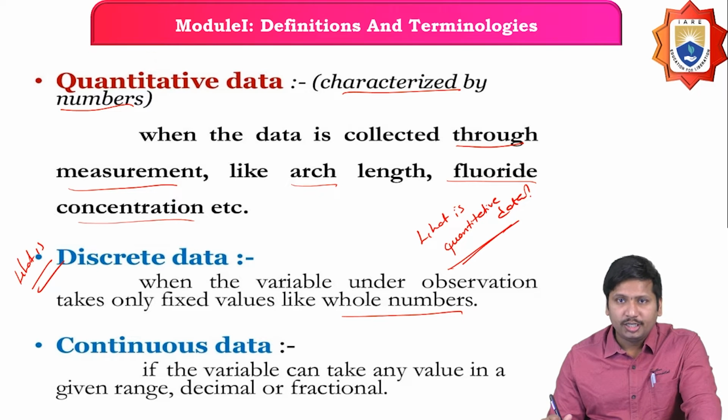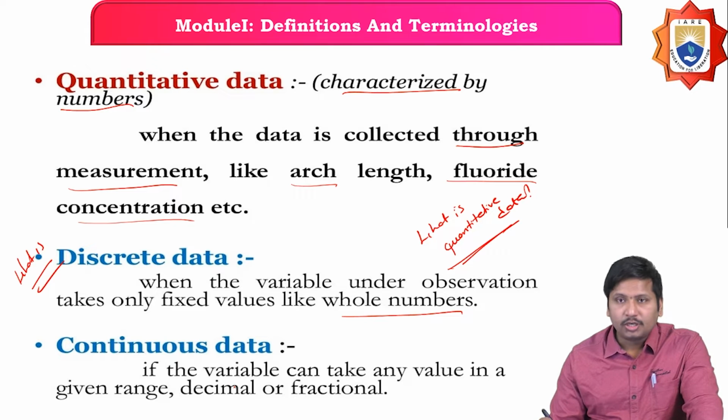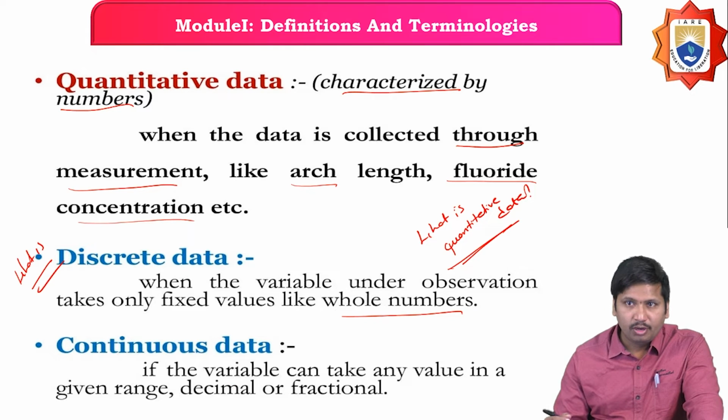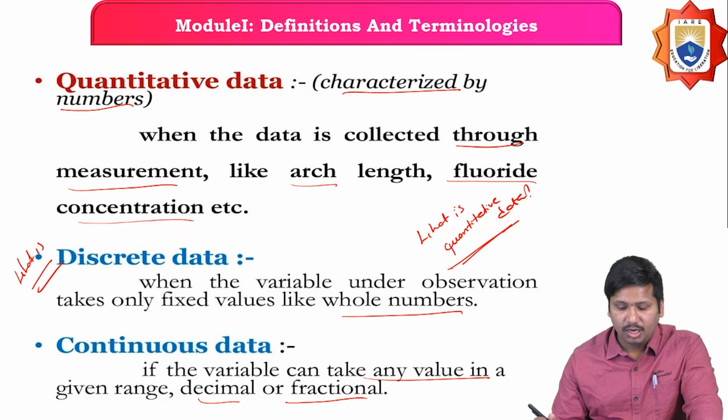And then continuous data. Continuous data is when the variable can take any value in the given range, decimal or fraction. That should be considered as continuous data.